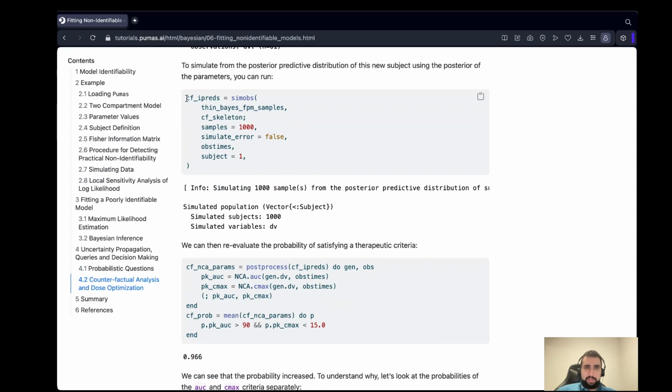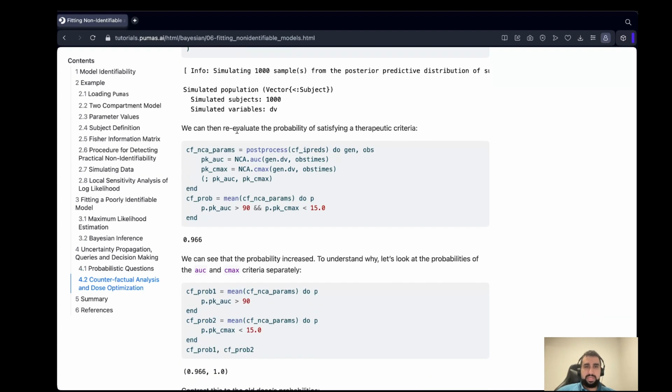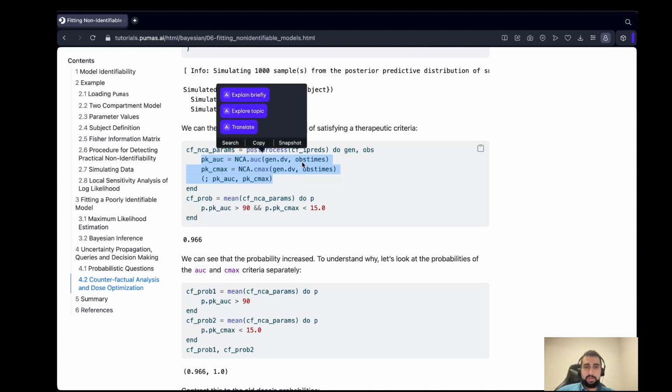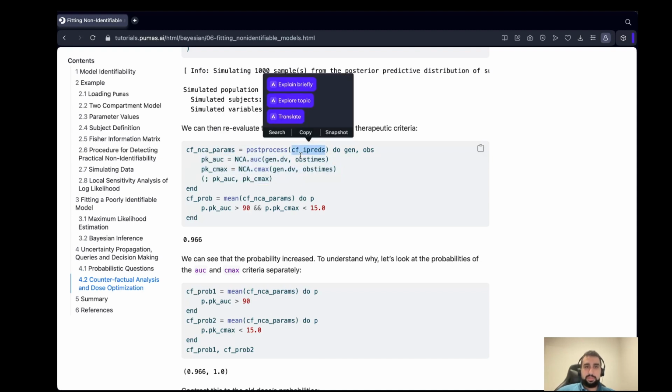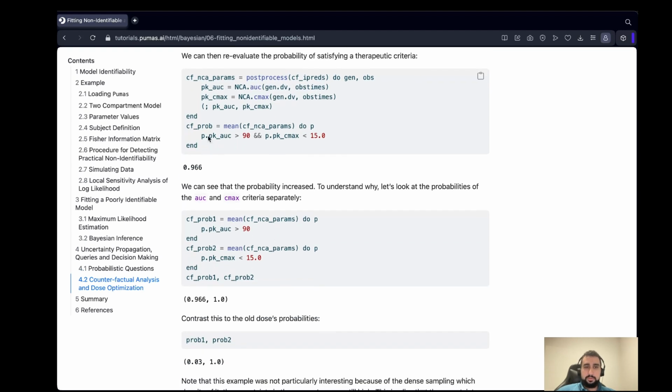So that's how you would simulate, again, for this counterfactual scenario that we have. And then once we have those counterfactual IPREDs, or counterfactual simulations without residual noise, we can do the same thing: get the AUC and the Cmax using the post-process function here. The only difference is this input to the post-process. Then we can estimate the same probabilities, and we'll see that the probability increased. When we increase the dose, we increase the probability of achieving this arbitrary therapeutic criteria that we set.